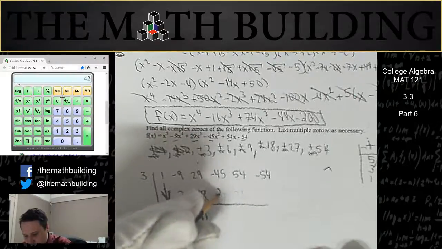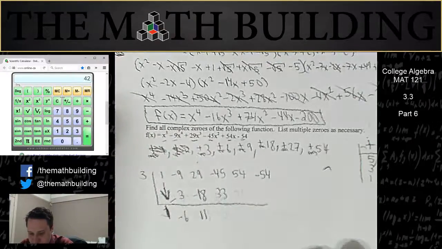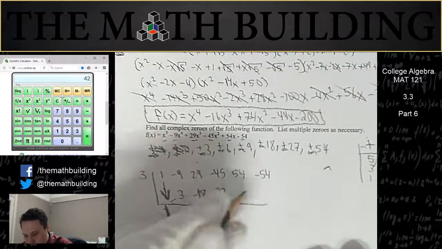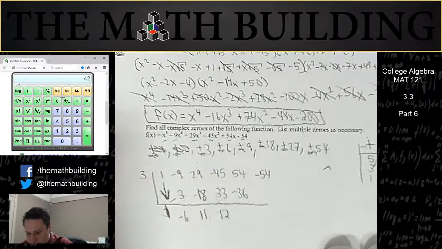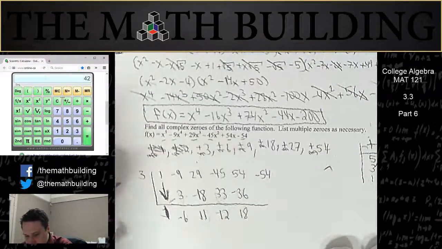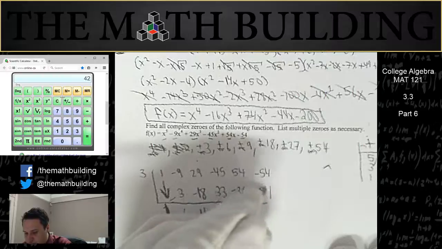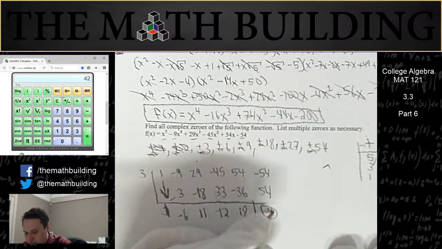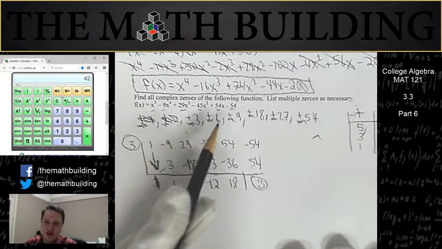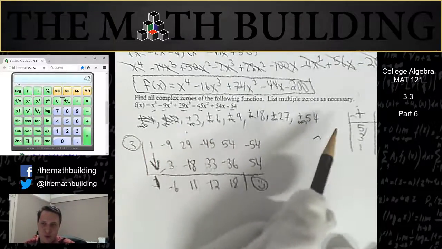And then we get 33. Negative 45 plus 33 is negative 12. 3 times negative 12 is negative 36. Add those together, you get 18. 3 times 18 is 54, and a happy 0. So there's one solution.